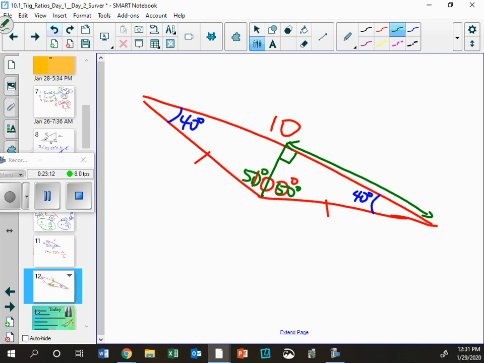Yep. So now I ask you, do we have a right triangle with at least one side known and one angle known? Yes, we do. So we can find everything. That's the key to today. You try to find where's my right triangle that I can make.